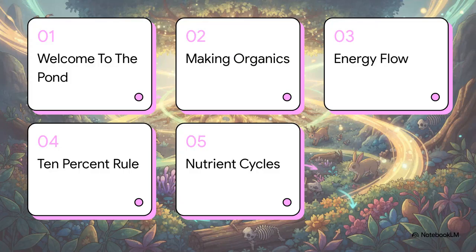Okay, let's dive into this. Here's our roadmap for today. First up, we'll welcome you to the pond and define our terms. Second, we'll look at the producers making organic life possible. Third, we map out energy flow and food webs. Fourth, we calculate the harsh realities of the 10% rule. And finally, number 5, we're looking at how life is recycled through nutrient cycles.